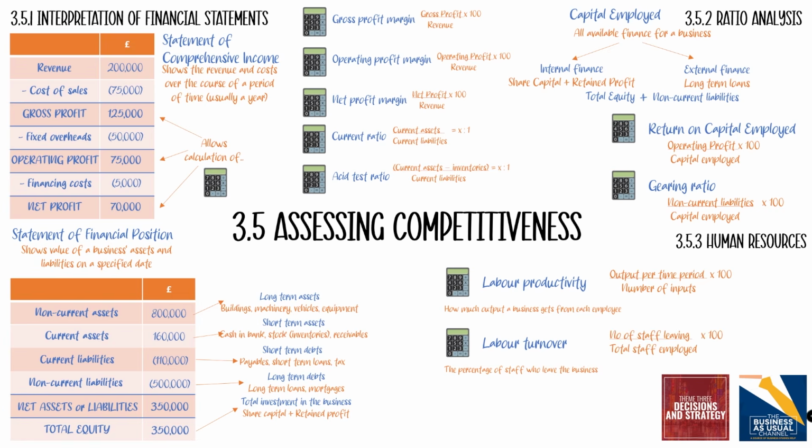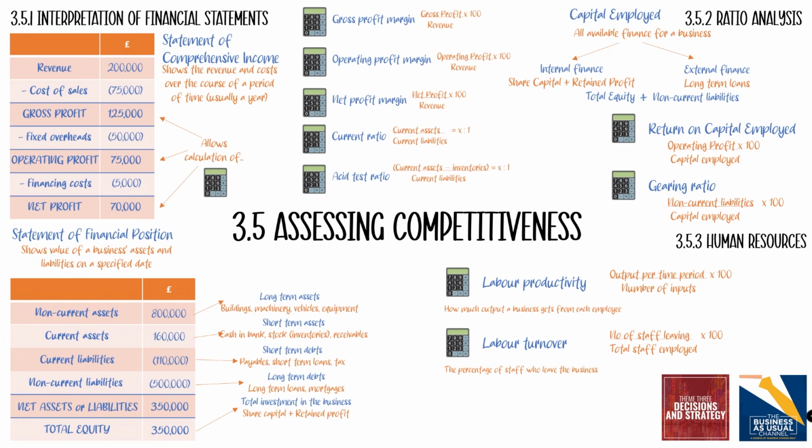The calculation here is the number of staff leaving divided by the total number of staff employed. Sometimes they'll do an average number of staff employed if the business has grown in that period of time. So if they started with 50 and they ended up with 100, they might use 75, for example. You can also do this the other way around by doing labour retention, which is the number of staff that don't leave. So you can then judge that the other way.